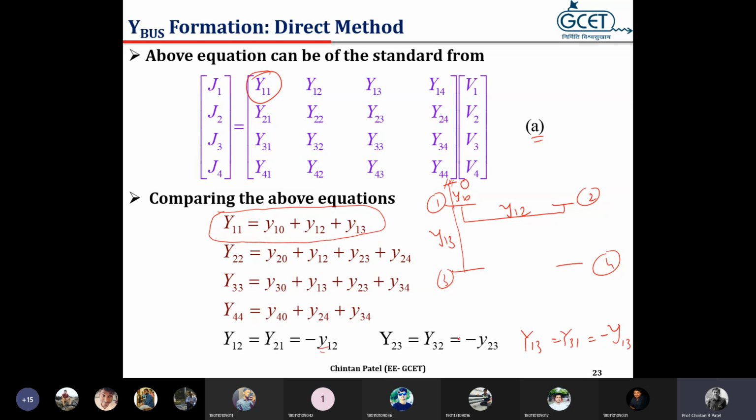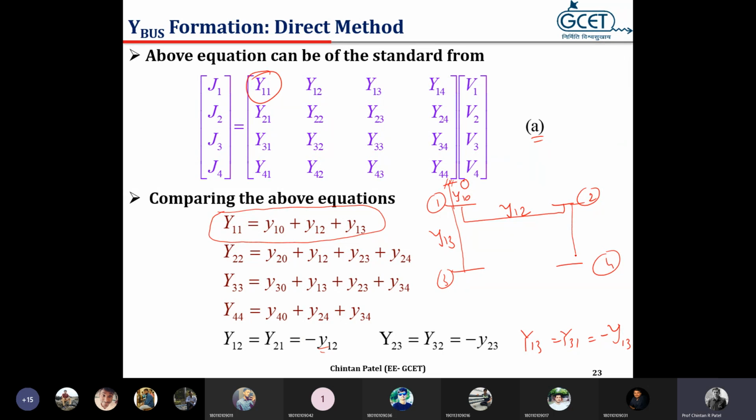Y11 will be the sum of all the admittances connected with bus number 1. So see, how many admittances are connected with bus number 1? 3: Y10, Y12 and Y13. So if you add all these 3, you will get Y11.